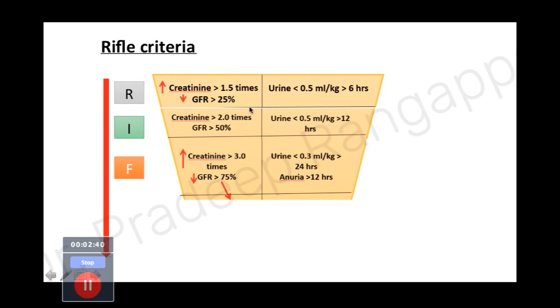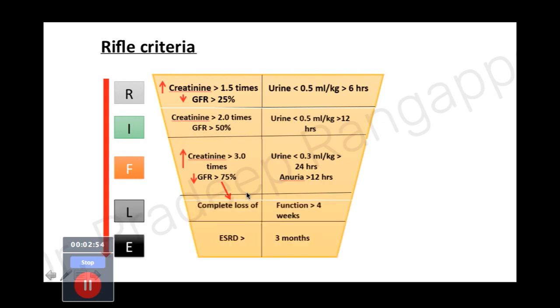We call it failure when the creatinine is more than 3 or urine output is less than 0.3 ml per kg for more than 24 hours. I think that is where you start getting really worried, or anuria for more than 12 hours, where GFR has dropped by more than 75%. Loss is where there is complete loss of kidney function for more than 4 weeks. We consider it as a loss.